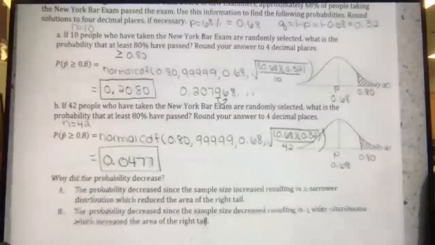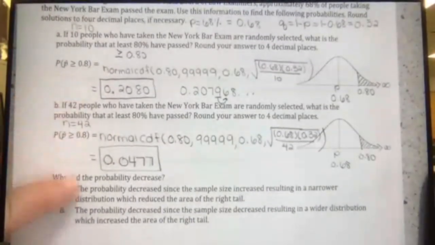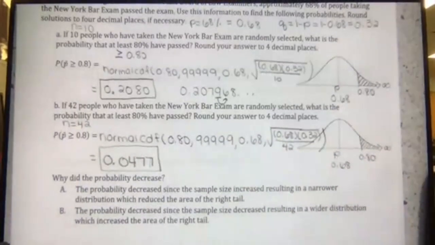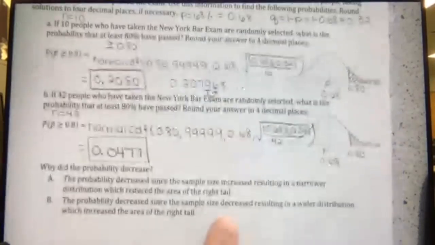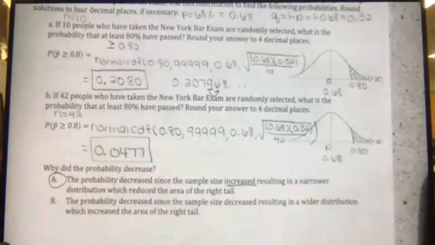All right, then this last question for this page says, why did the probabilities decrease? Why did the probabilities get smaller? Went from 0.2 to 0.0. So option A says the probability decreased since the sample size increased. Remember, if you have a larger sample size, that means a narrower distribution, a narrower graph, which is going to reduce the area of the right tail. Option B says the probability decreased since the sample size decreased. Sample size increase or sample size decrease? Yeah, increase, thank you. It got bigger, that's it.